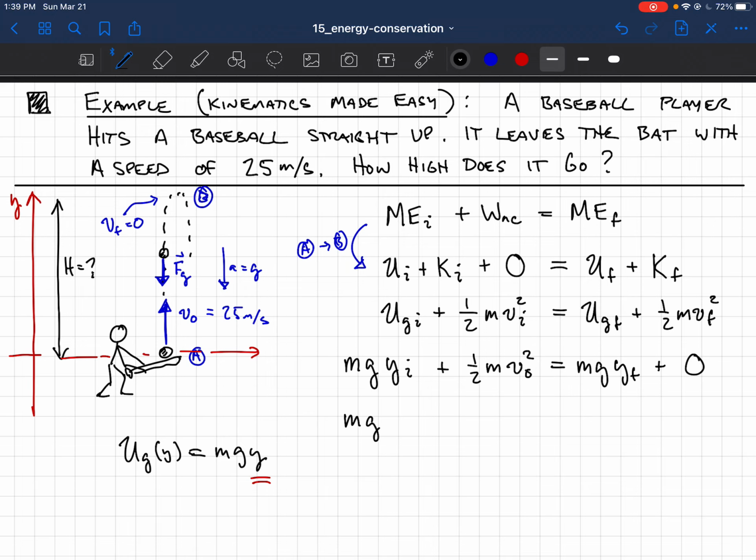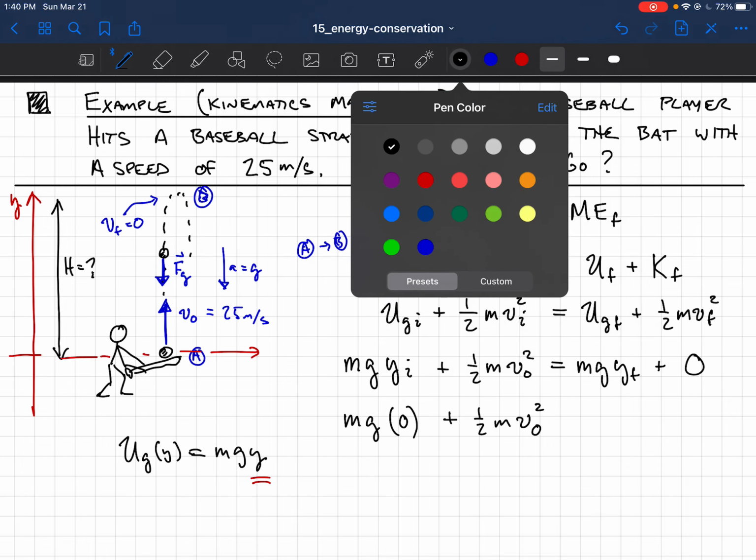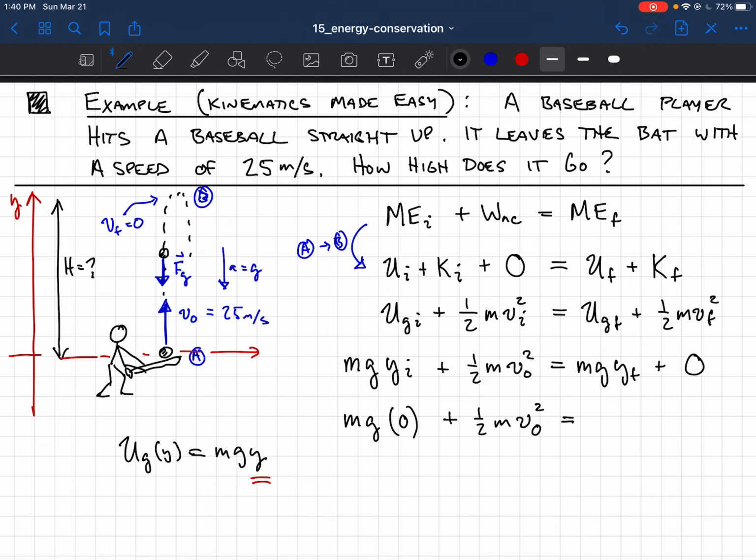Keep plugging things in. Mgy initial, as we said before, is going to be 0 because it starts out at y0. I have 1/2 mv initial squared. That looks like a b there. I meant that to be a v0. And then we have mgy final. Well, what's the value of y final? Well, it's just h. So it's mg capital H.